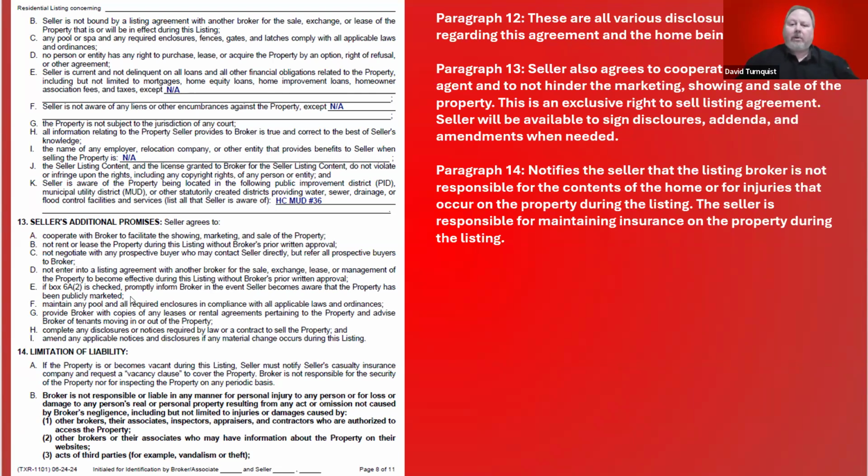Paragraph 14 notifies the seller that the listing broker is not responsible for the contents of the home or for injuries. This reminds the seller, hey, there's going to be people in your house. You don't know them. Make sure that your home is safe. Don't leave your gun laying around. Don't leave things that people could trip over and injure themselves.